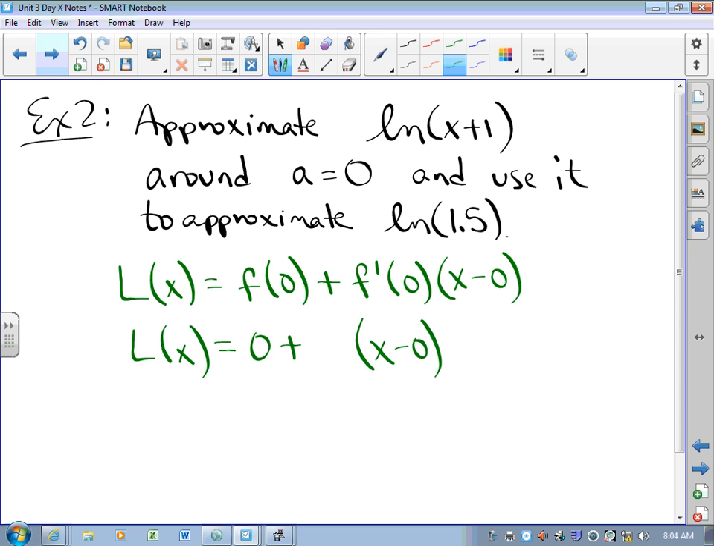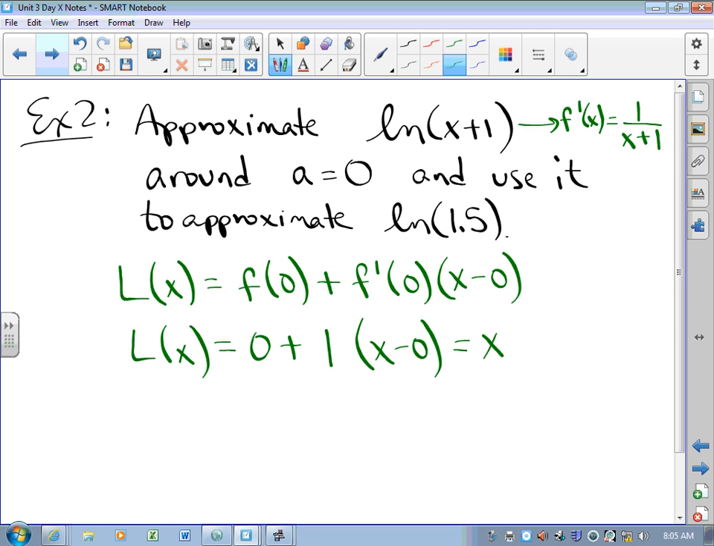What the heck is f prime of 0? What is that? Oh yeah, that. So f prime of 0, that's that. And so that's just the line y equals x.